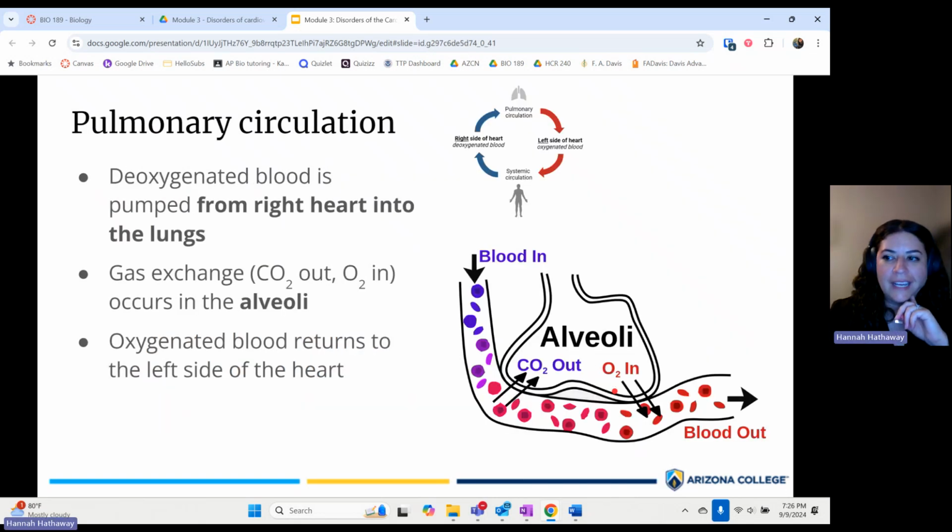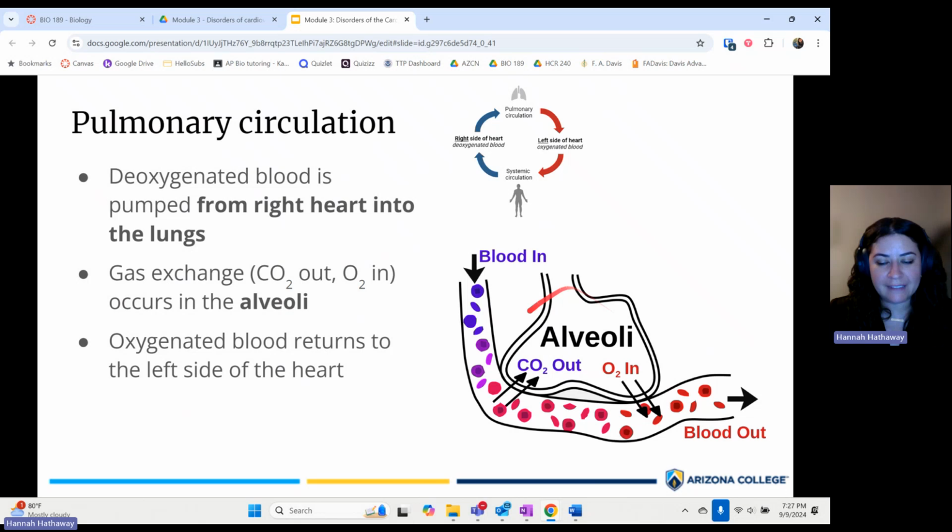And then the next thing is just a reminder about what happens in the pulmonary circulation. So once again, the right side of the heart pumps blood to the lungs, or more scientifically, we would say to the pulmonary circulation. And then what happens within the lungs is gas exchange, meaning CO2, which is a waste product, is breathed out or exchanged out. And then oxygen, which is what we need to do cellular respiration, is absorbed in. This occurs in the alveoli. So these are the functional unit of the lungs.